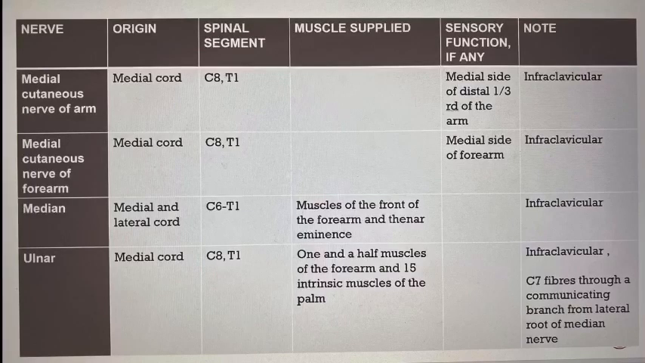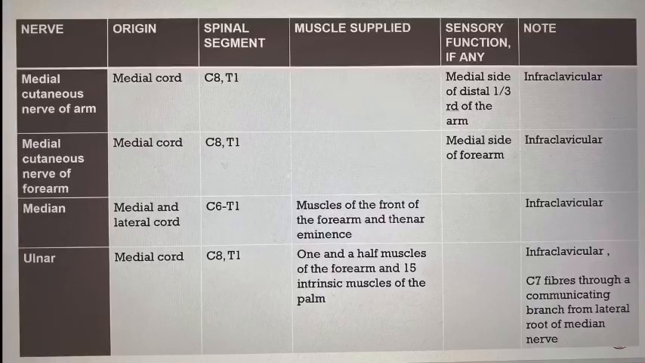Median nerve. It has two roots, one root from the lateral cord and the other from the medial cord. Spinal origin from C6 to T1. Supplies the muscles of the front of the forearm and the thenar eminence. It's formed anterior to the third part of the axillary artery. It lies anterior to the brachial artery in the arm and then passes into the forearm.